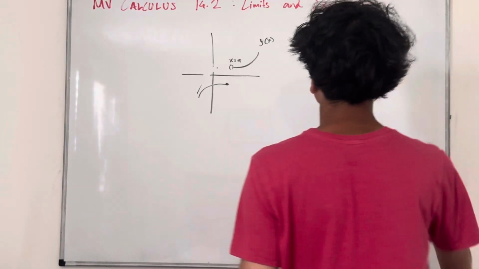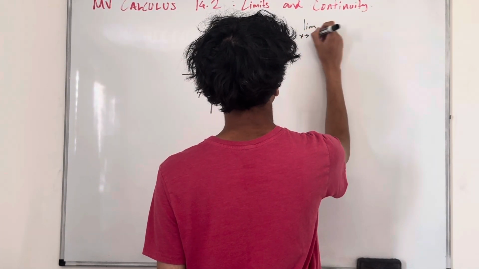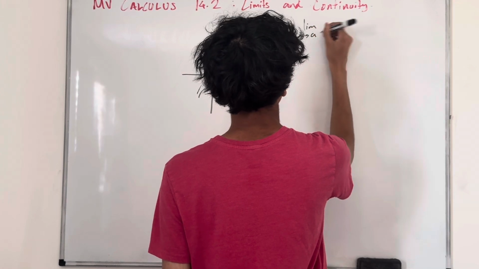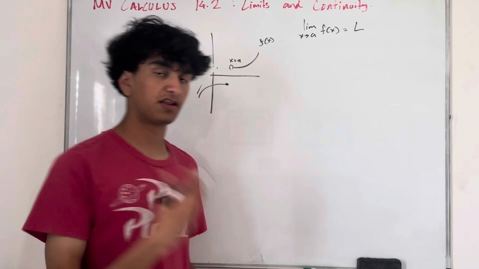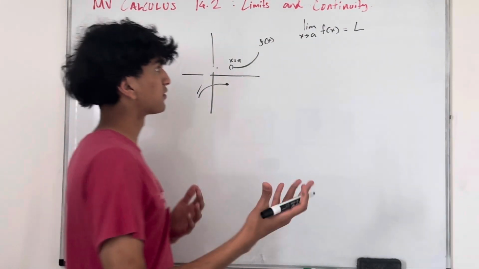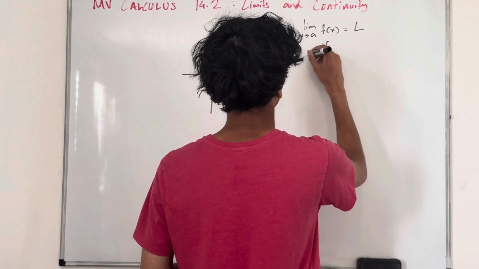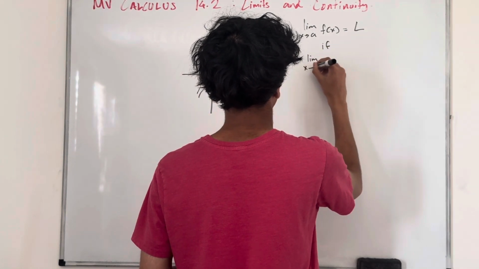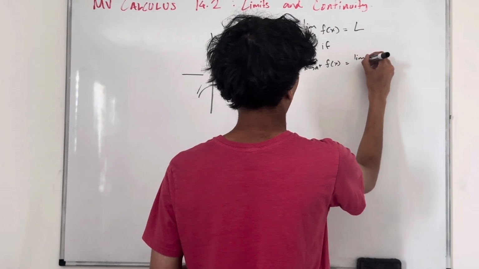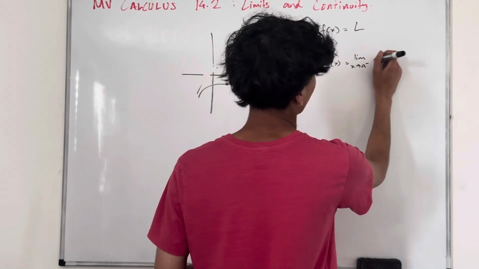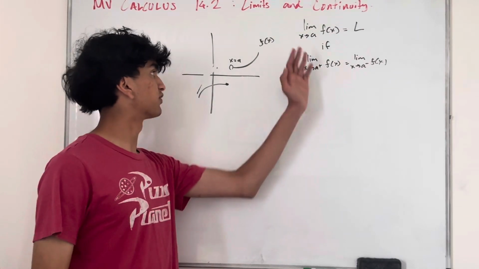The way we write that is, the limit as x approaches a of f of x equals some value L, meaning there is a limit. It will equal some value L if the limit as you approach x from the right side equals the limit as you approach x from the left side. That's what the negative and plus sign tells us. Negative being from the left, lower values, positive meaning from the right.